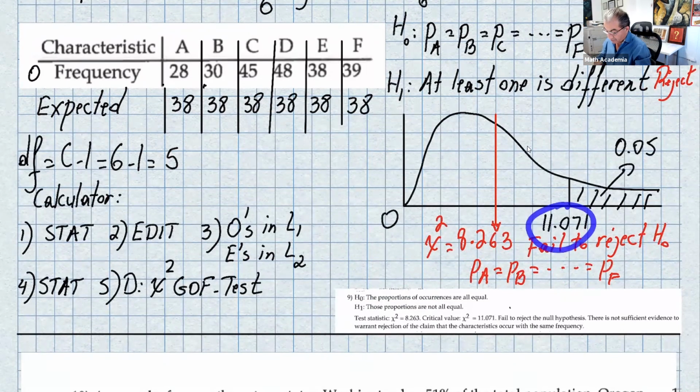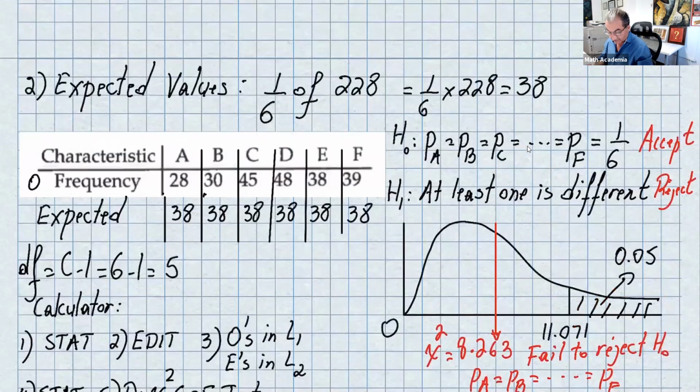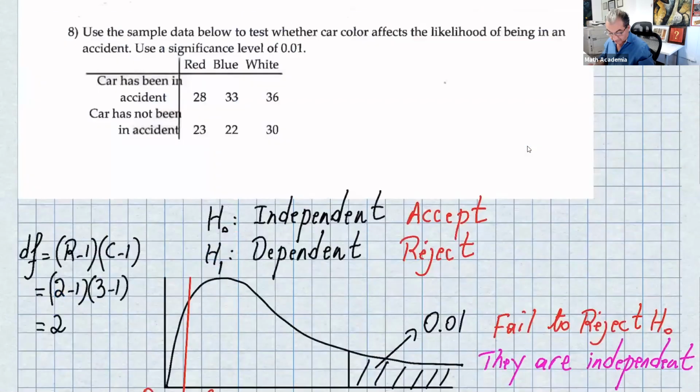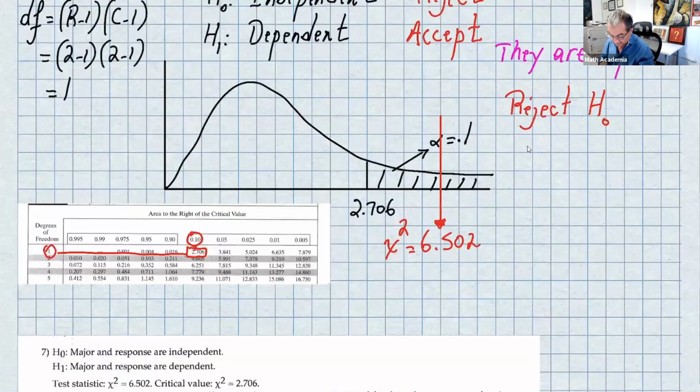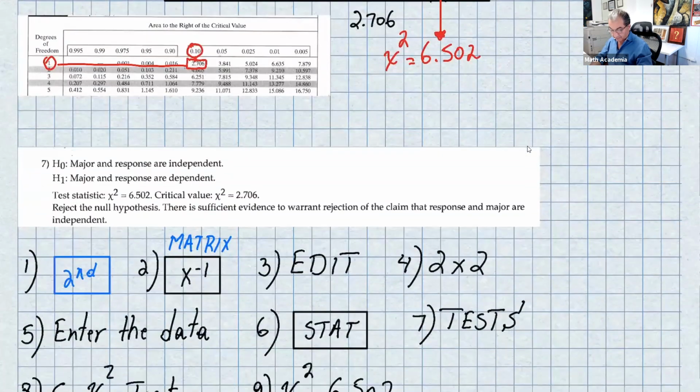And again, 11.07, I think by now you know that. So you go 0.05, degrees of freedom 5. And let's see if part of this table has it. 0.05, degrees of freedom 5. It's right here. So that's the number. Again, 11.071.